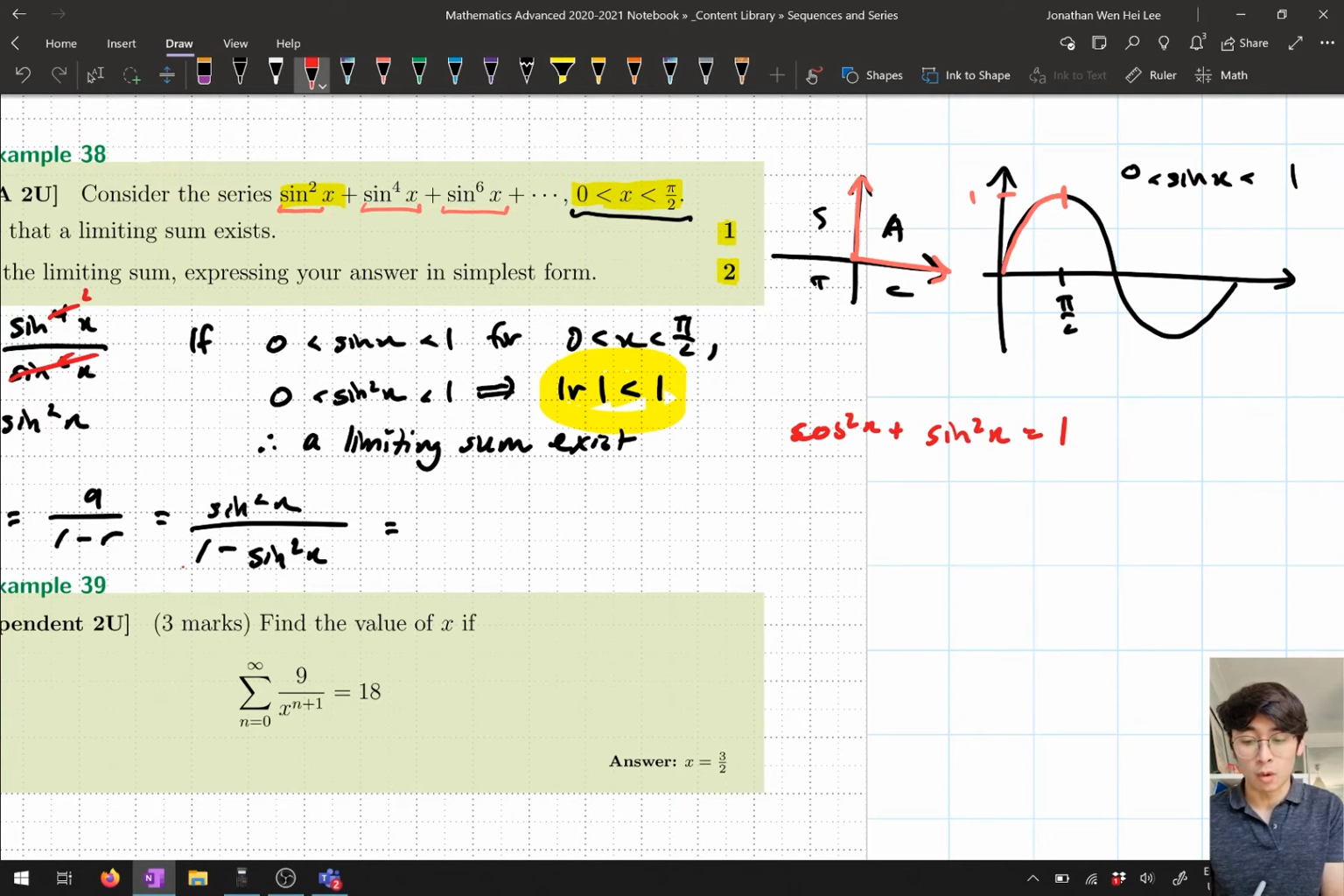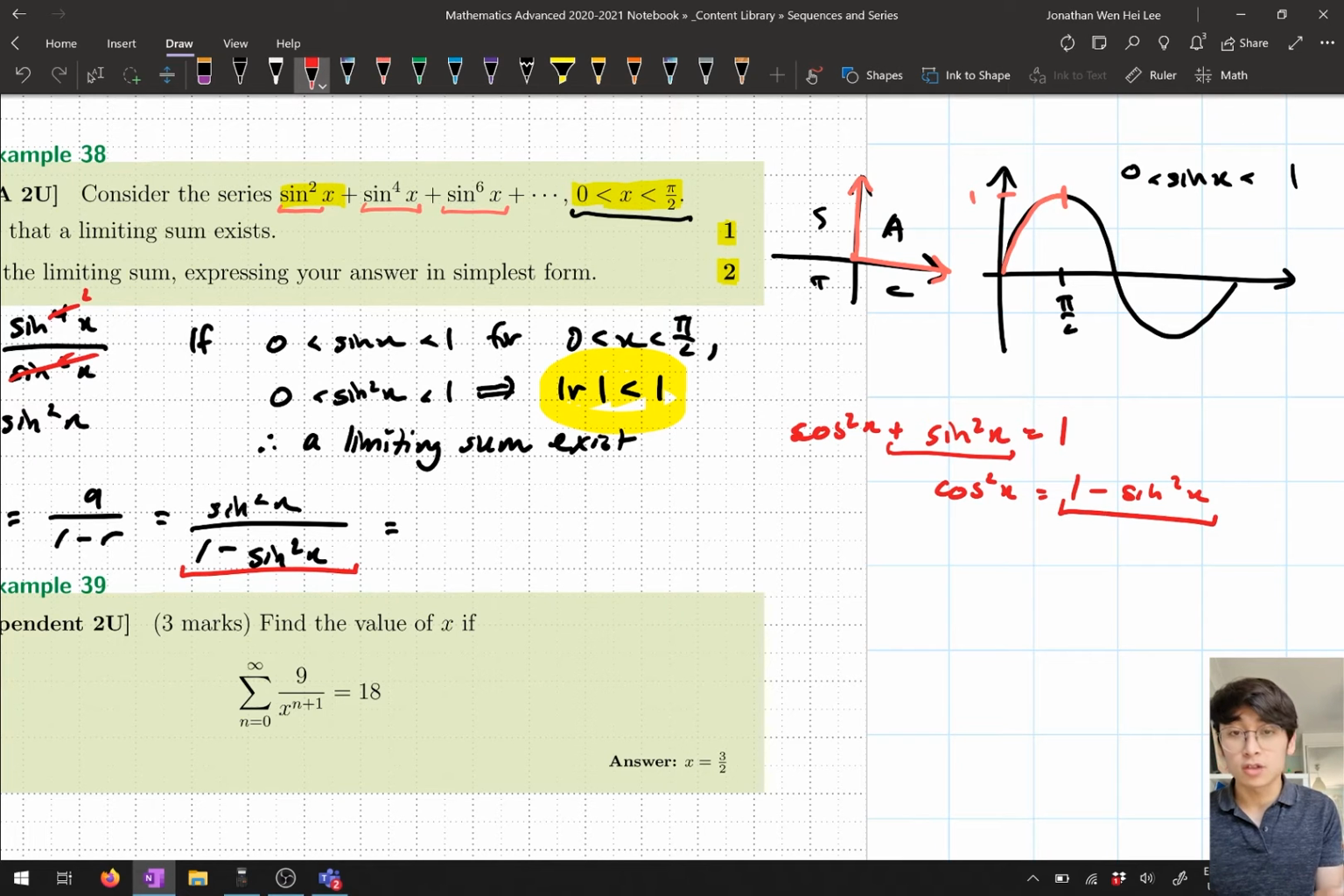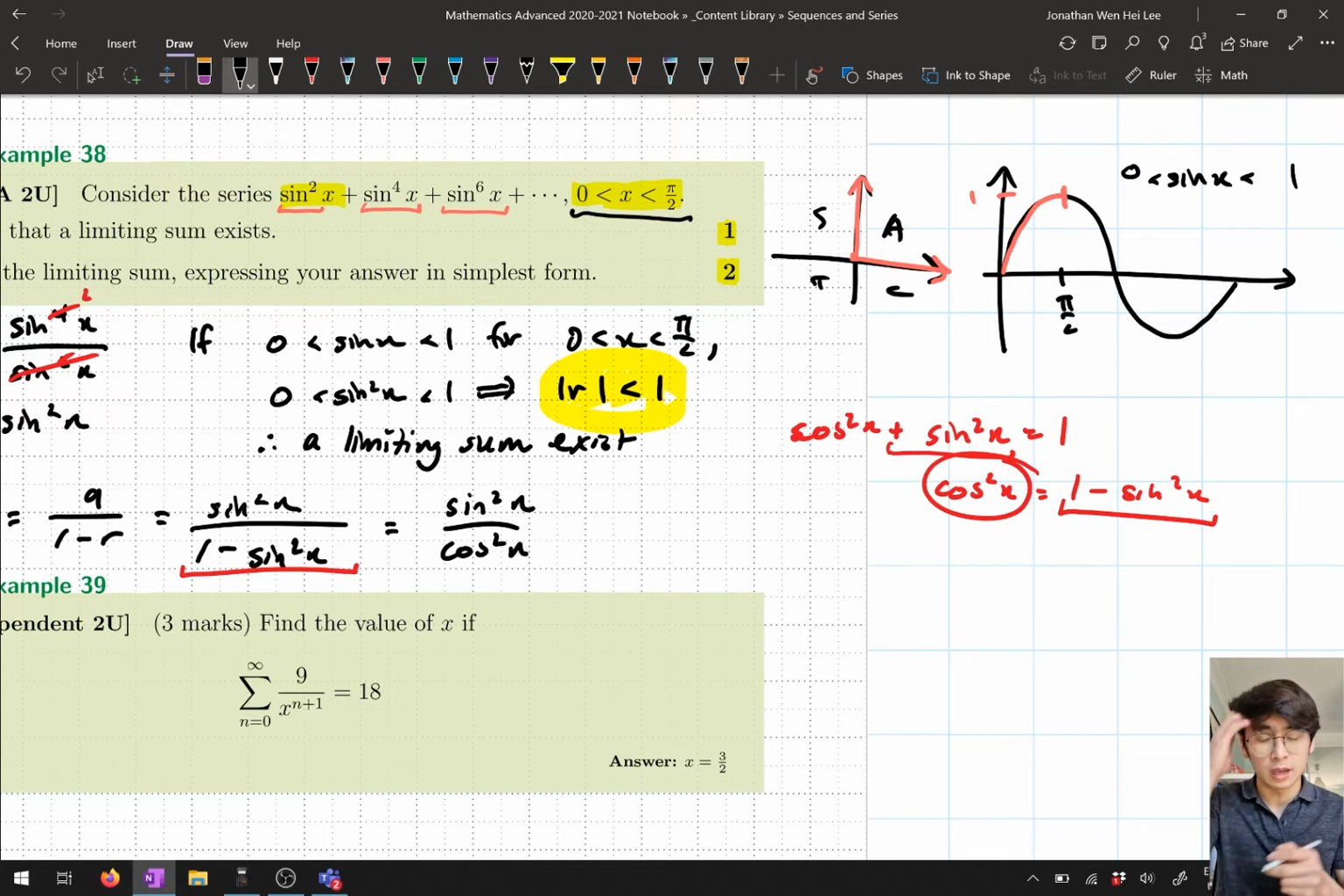If you have a look, I want 1 minus sine squared x. So what I can do is I can move this to the other side. And so here I've got cos squared x is equal to 1 minus sine squared x. So I've got 1 minus sine squared x right here, so I can just replace it with cos squared x, because this identity just tells me that those two are equal. So this just becomes sine squared x over cos squared x. Okay, that's one step. Great.